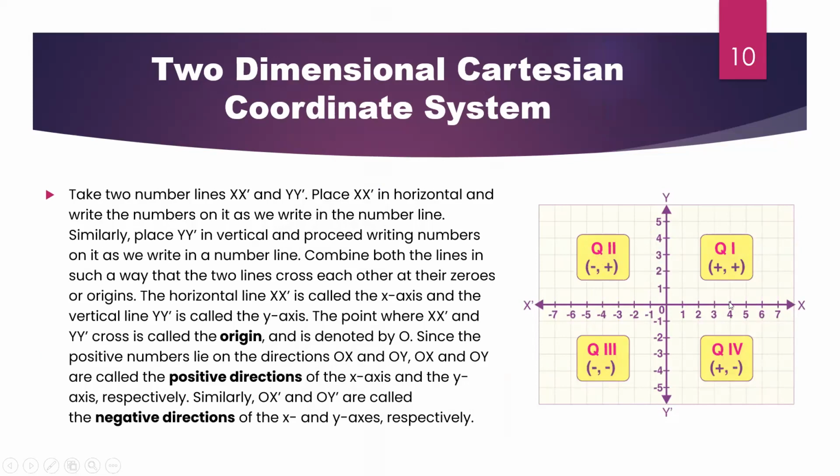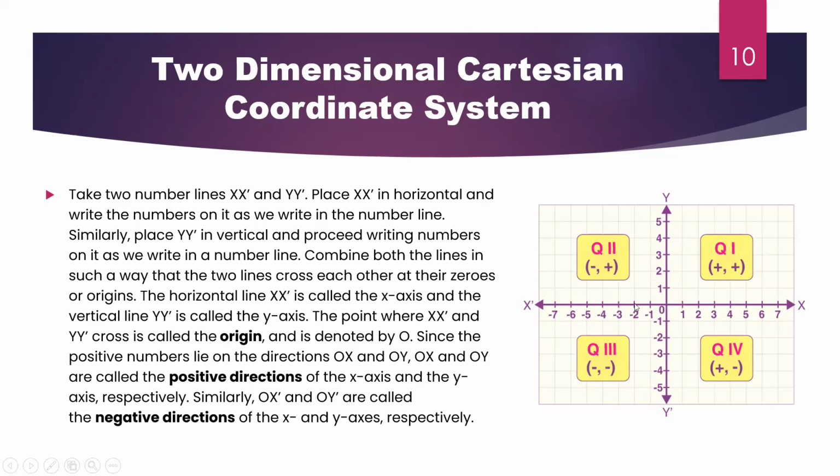Take two number lines x, x prime and y, y prime. Place x, x prime in horizontal and write the numbers on it as we write in the number line. Similarly, place y, y prime in vertical and proceed writing numbers on it as we write in a number line. Combine both the lines in such a way that the two lines cross each other at their zeros or origins.